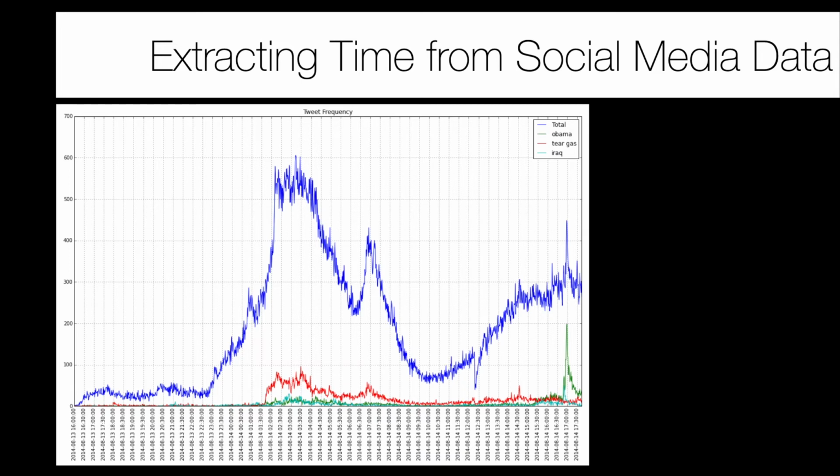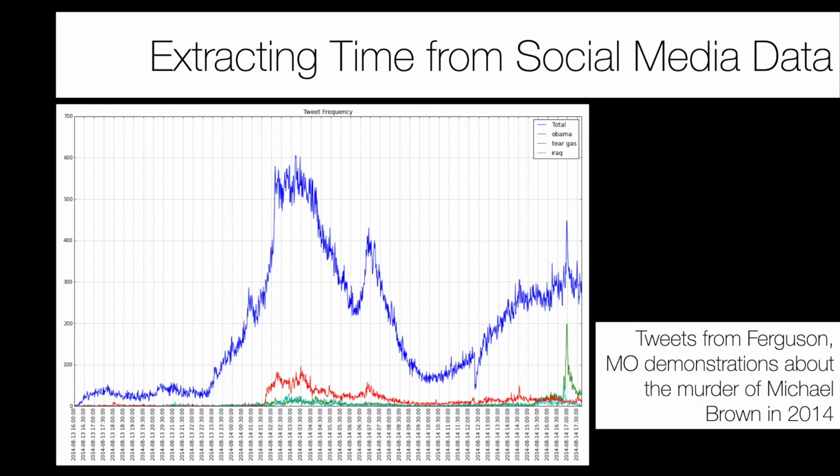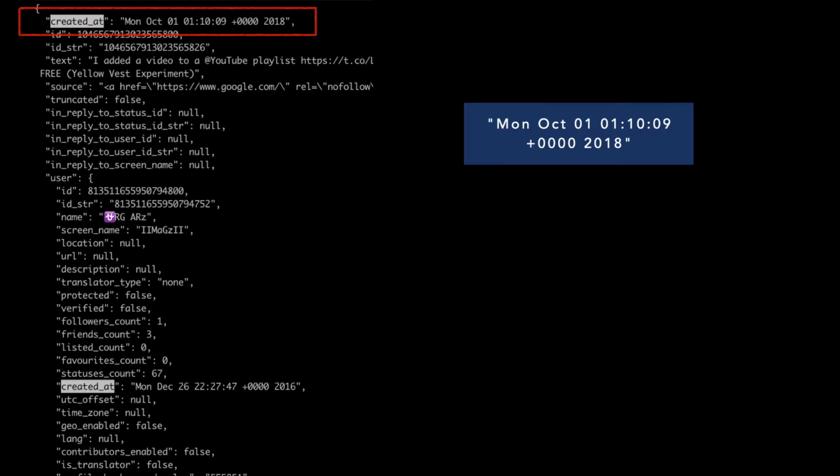Here is an example of tweets from Ferguson, Missouri during demonstrations around the murder of Michael Brown in 2014. The blue line is the total number of tweets that mentioned Ferguson or Michael Brown. The red line is tweets mentioning the bigram tear gas. The green line is tweets mentioning Obama, and the blue line is tweets mentioning Iraq. Just by looking at this information, we see potentially moments of high importance or high impact during this event. So briefly, how do we do this?